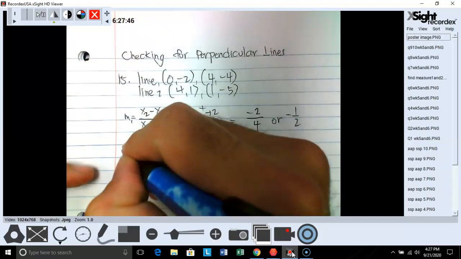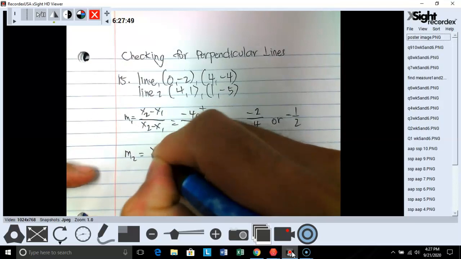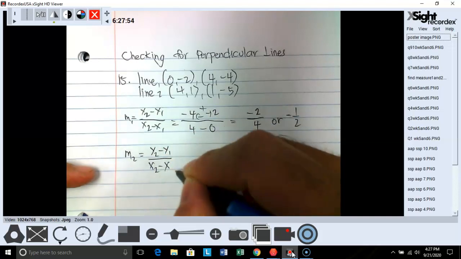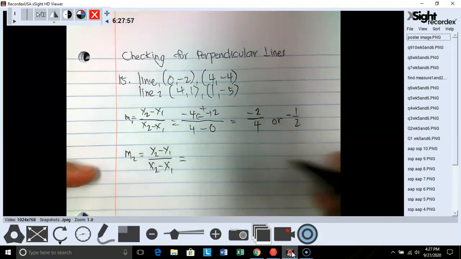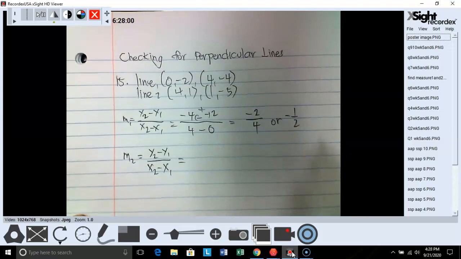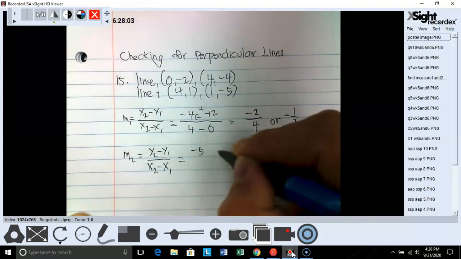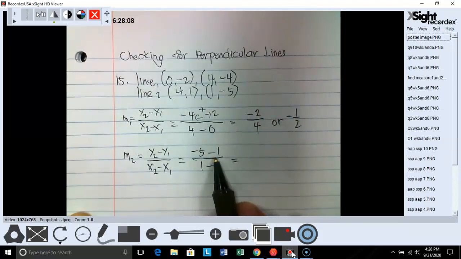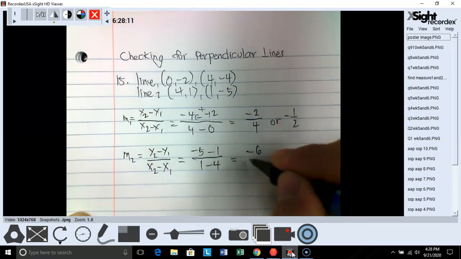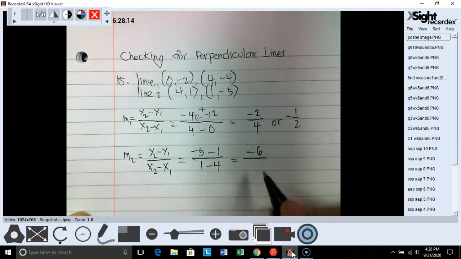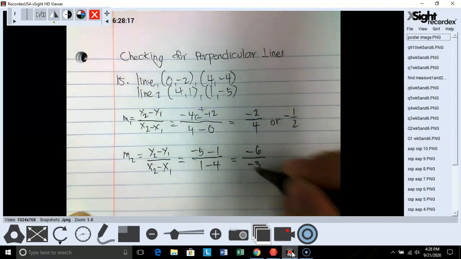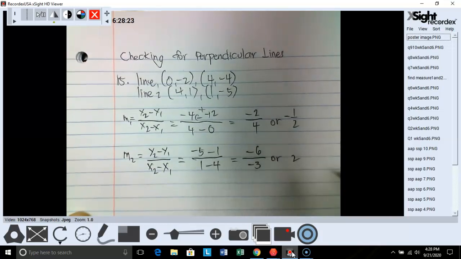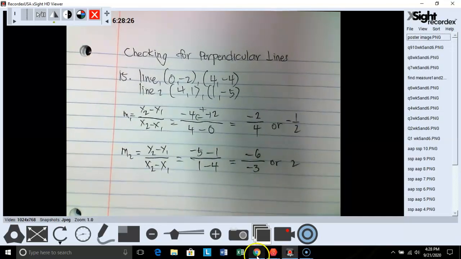Okay, so line 2, let's get the slope for this. I would really encourage you to write down the formula because that will not lead you to confusion right there. So we have -5 minus 1 all over 1 minus 4. So this becomes -6 over -3. So that will give us how much? Positive 2.